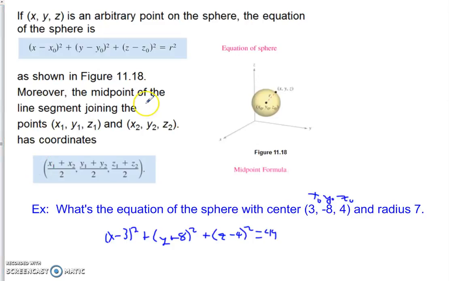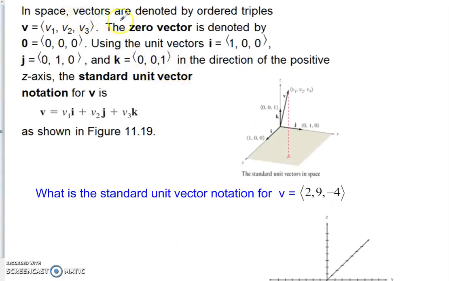Alright, and it says, moreover, the midpoint of the line segment joining these 2 points has coordinates, and we already did midpoint, so. Alright, in space, vectors are denoted by ordered triples. So the 0 vector is 0, 0, 0. Unit vectors, I, which is now 1, 0, 0 instead of just 1, 0. J, which is 0, 1, 0. And K, which is 0, 0, 1. K is the newcomer to this, in the direction of the positive z-axis.